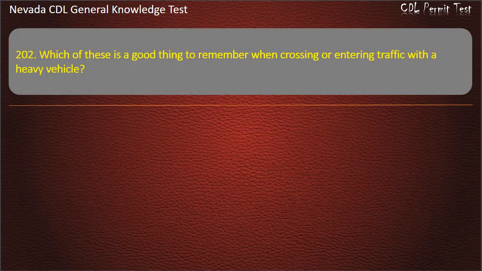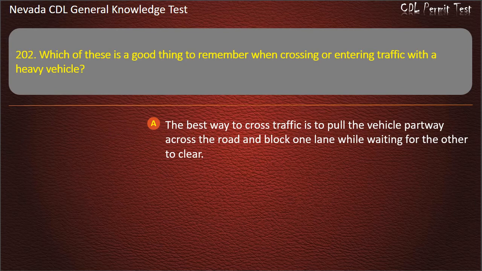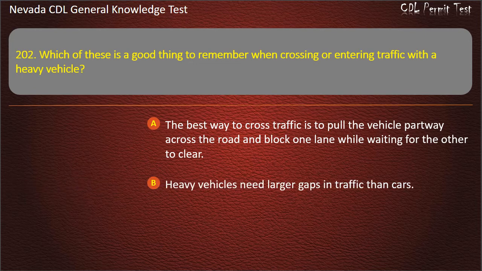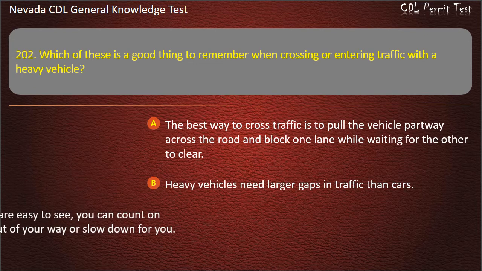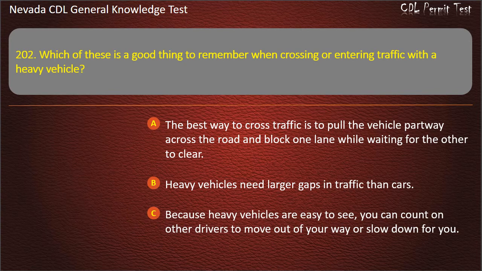Question 202. Which of these is a good thing to remember when crossing or entering traffic with a heavy vehicle? The best way to cross traffic is to pull the vehicle partway across the road and block one lane while waiting for the other to clear. Heavy vehicles need larger gaps in traffic than cars. Because heavy vehicles are easy to see, you can count on other drivers to move out of your way or slow down for you. Answer. Heavy vehicles need larger gaps in traffic than cars.